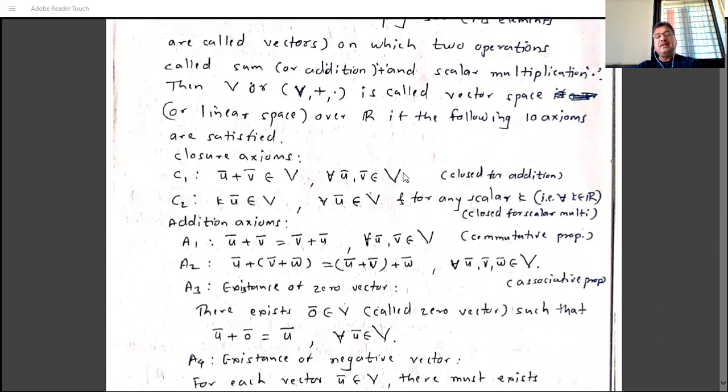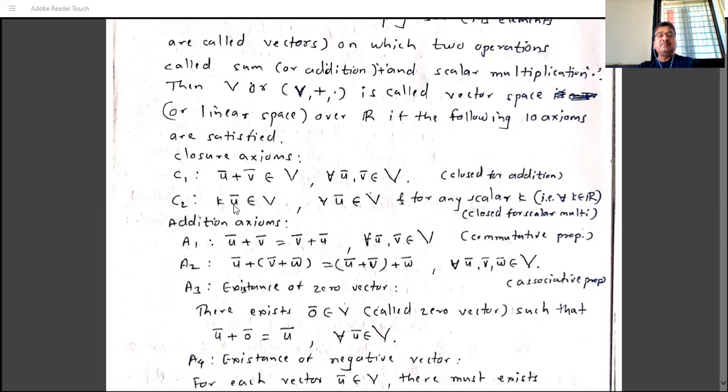So the set of natural numbers satisfies the first property, that is, closed for addition. But if we take any finite subset of natural numbers, for example the set 1 to 100, then the first property is dissatisfied for that set, and therefore any finite subset of natural numbers is not a vector space.